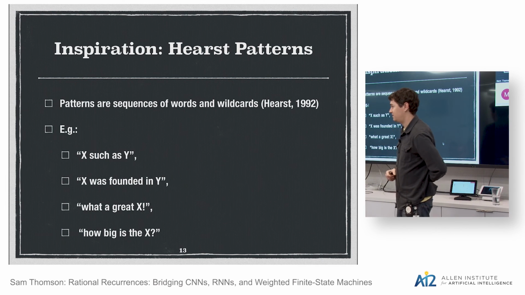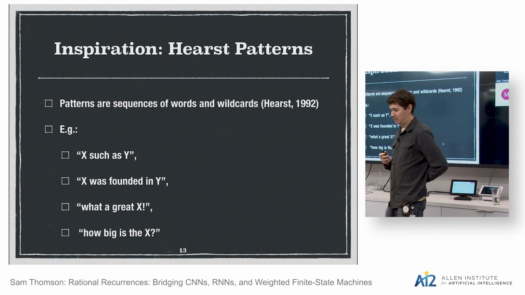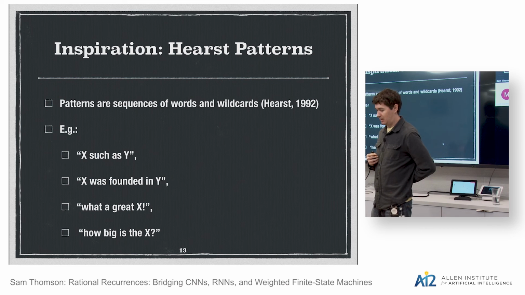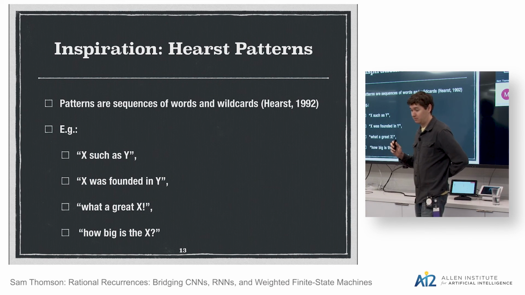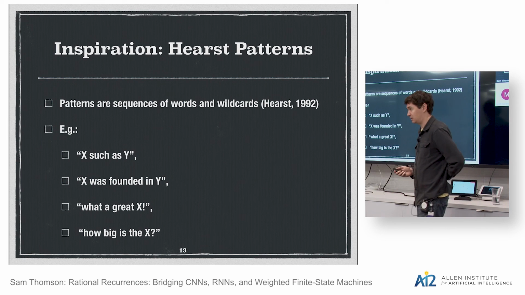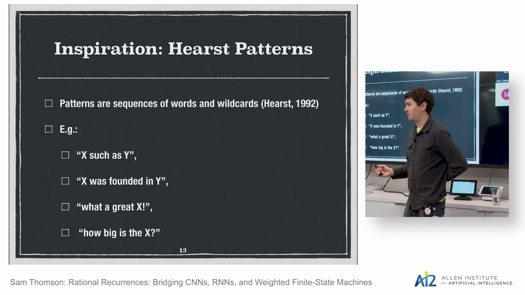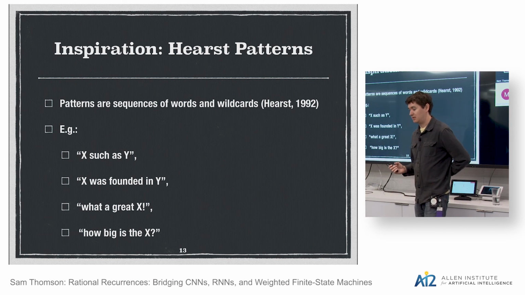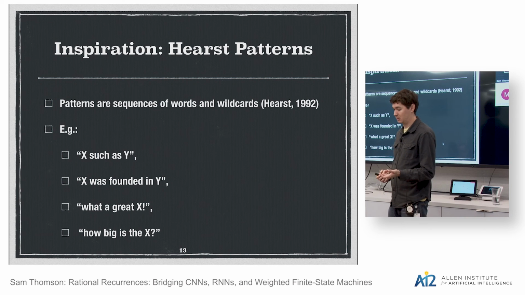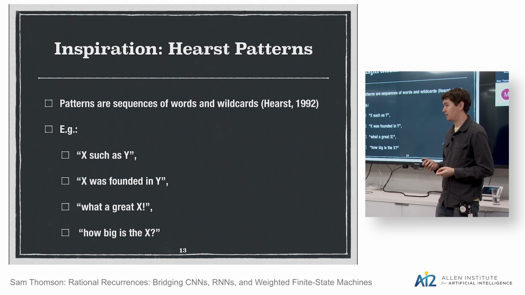And so the inspiration for our model to make it interpretable was we went back to these things called Hearst patterns that come from the early 90s. And they started as handwritten little patterns or rules, like "X such as Y," or "X was founded in Y." And if you find something that matches this pattern in a corpus, then that tells you something about the spans of text that match X and Y. So for example, "X such as Y" tells you that Y is a type of X.